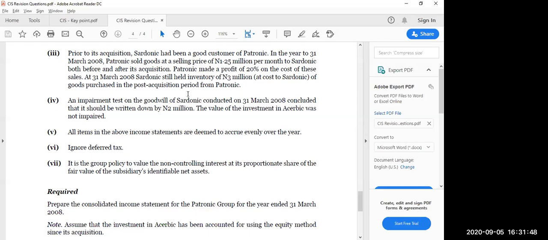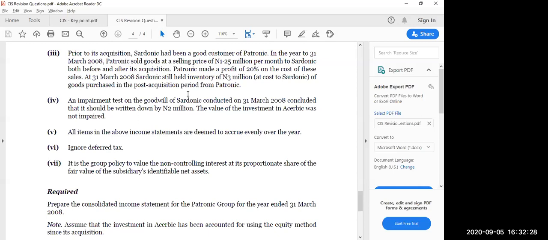Prior to its acquisition, Sardonic had been a good customer of Patronic. In the year to 31st March 2008, Patronic sold goods, that's parent is the seller, at a selling price of 1.25 million per month to Sardonic, both before and after its acquisition. Patronic made a profit of 20% on the cost. Ladies and gentlemen, that is markup, not margin. At 31 March 2008, Sardonic still held inventory of 3 million.